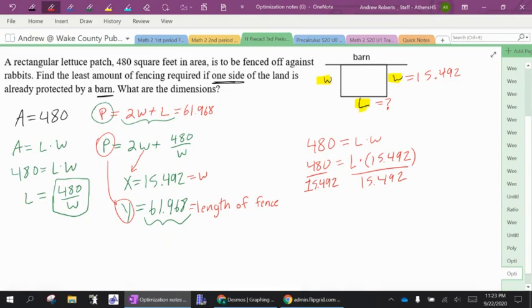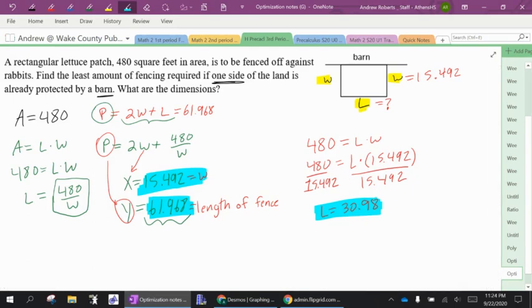And so 480 divided by 15.492, I get 30.98. So my width is 15.492. My length is 30.98. And if they asked me for area, which they didn't, or total length, they didn't, but the total length would be 61.968 feet in this situation. Okay, let's try another one here.